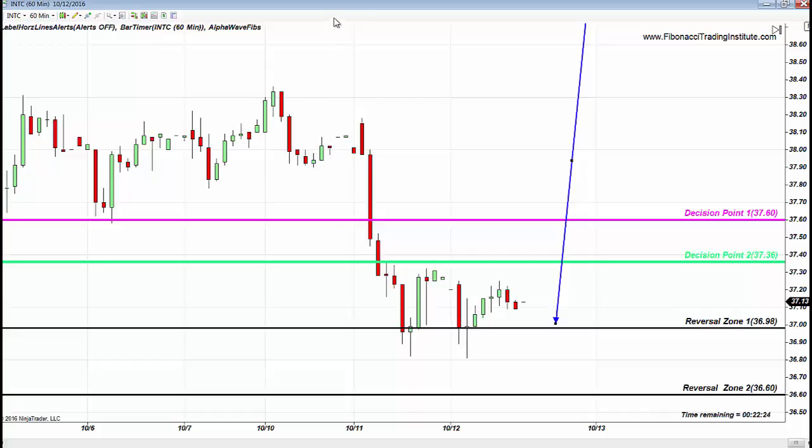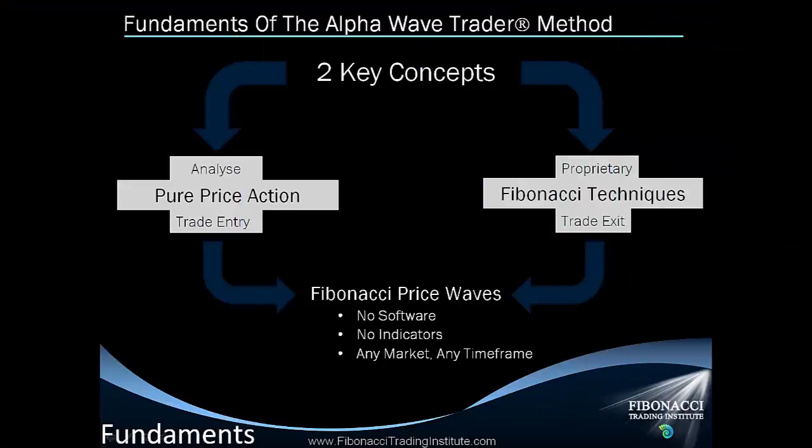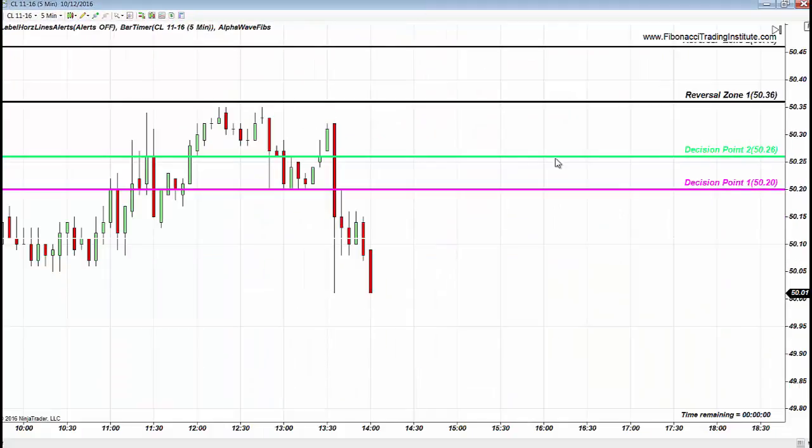So, last question, oil 5-minute chart. If you're trading oil, you're an accomplished trader. You already doubled your account elsewhere. Very low liquidity, extremely high volatility. So, here's oil. Here's the Fibonacci Reversal Zone on the oil 5-minute chart. You acquire a position as low as possible. Decision point 2 is your target. And when price comes to the reversal zone, you exit.